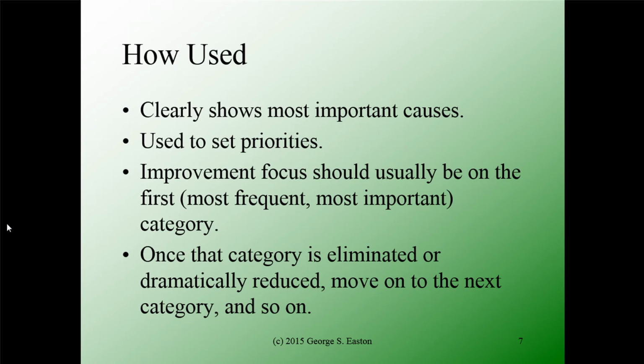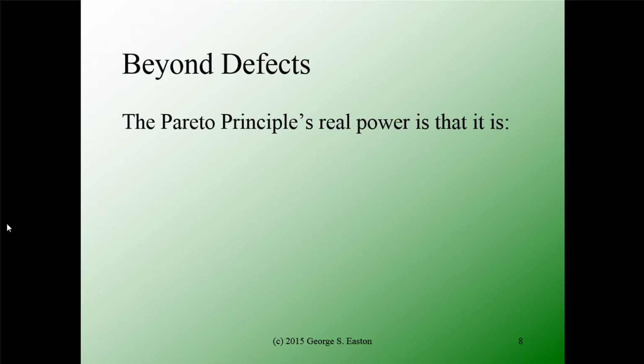Once you've focused on the most important category and it is either eliminated or dramatically reduced, then the Pareto Principle typically will apply to the remaining categories, and so you're going to move on to the next most important category and so on. But the real power of the Pareto Principle extends far beyond just eliminating defects in a process or ranking the most important causes.